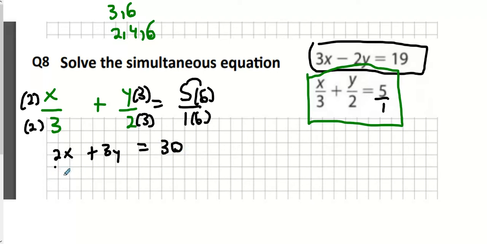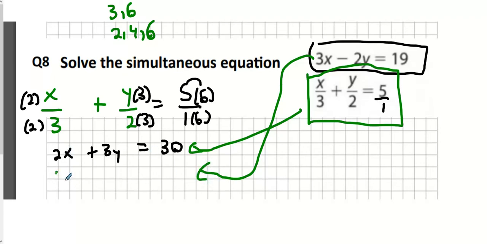And on the bottom, we're going to have 6's. But these 6's don't matter because they're on both sides, so you can essentially pretend they're not there. Okay. Now, once we get to this stage, we have two equations. We have this equation here, which is the same as this one here. And then we have this equation, which we're going to put underneath, which is your 3x minus 2y equals 19.